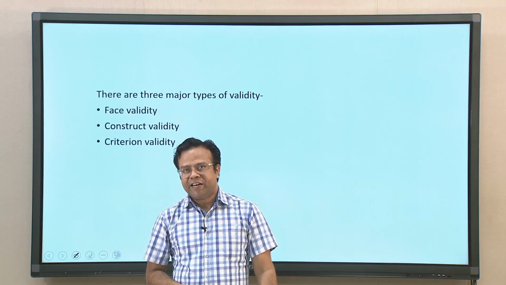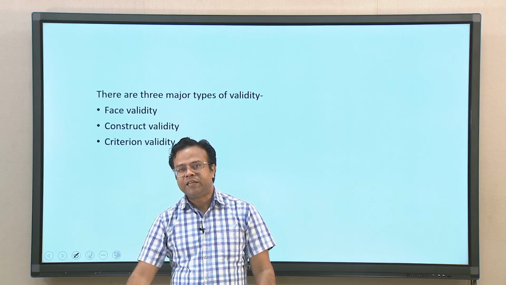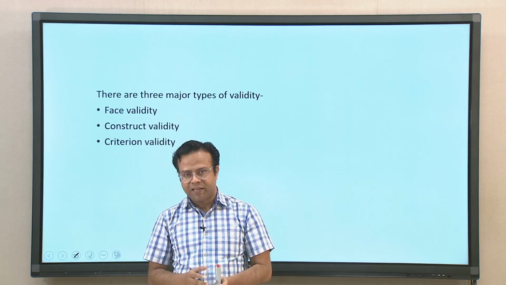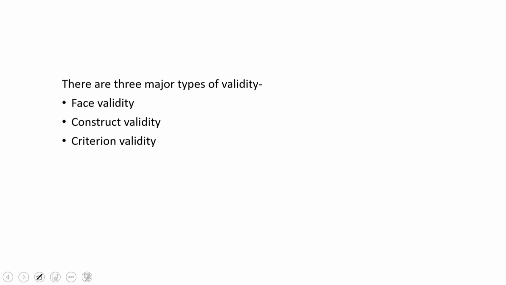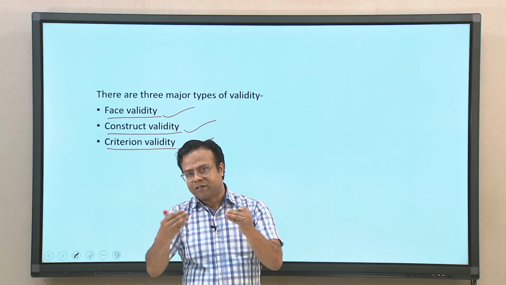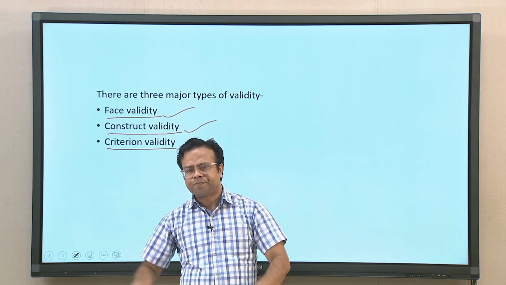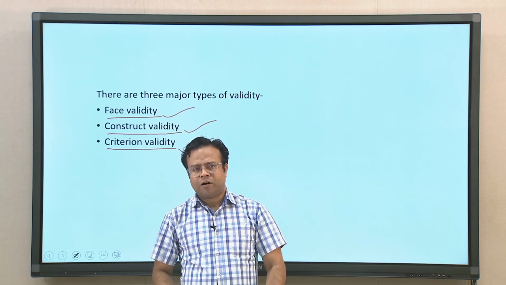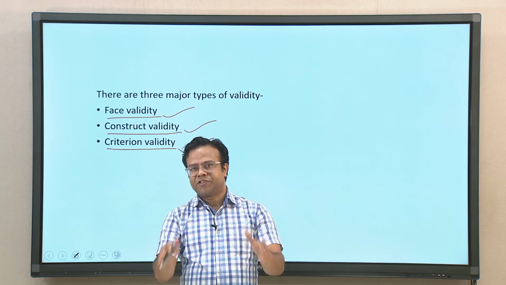So, when we talk about validity, again there are three aspects or three kinds of validity which researchers test out. When we talk about test validity, one is called face validity, another is called construct validity, and the third one is called criterion validity. These three kinds of validity are tested in different ways to conclude whether a test is valid or not.